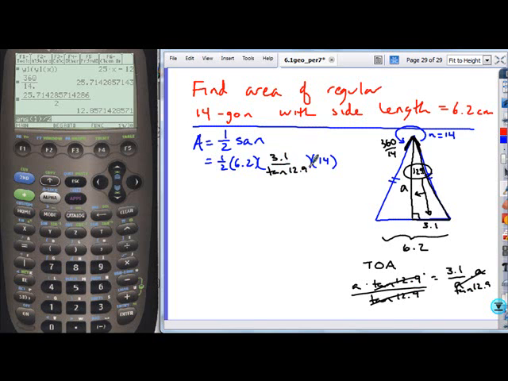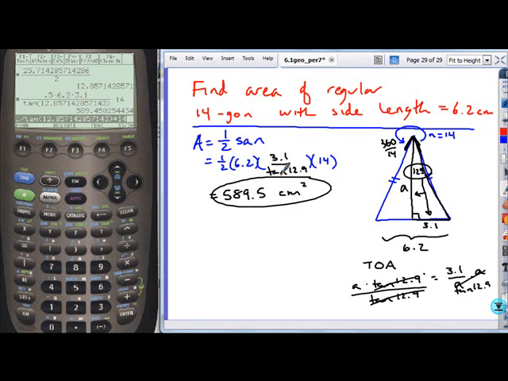And so we can now just complete our calculation. So we have 0.5 times 6.2, the length of the side, times 3.1 divided by the tangent of 12.9, or actually, let me use the exact answer. Again, make sure you use your exact answers until the final solution when you write it down. And that's all times the number of sides, 14. And that's going to give us our total area, 589.5 approximately. Okay, it's in centimeters, it's an area, so it's a two-dimensional measurement, so squared centimeters.